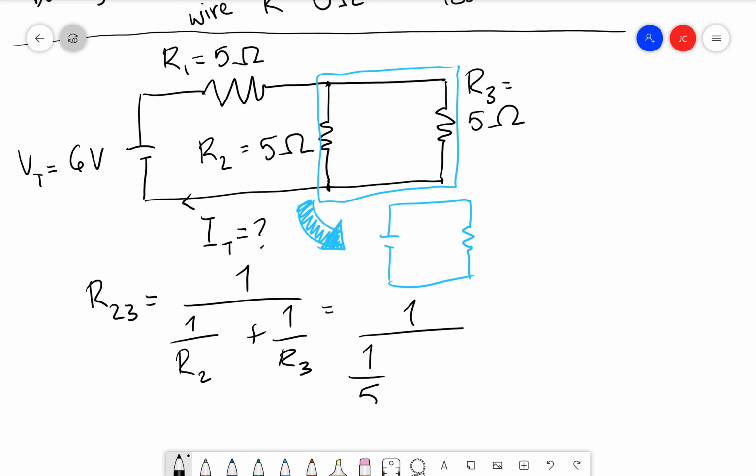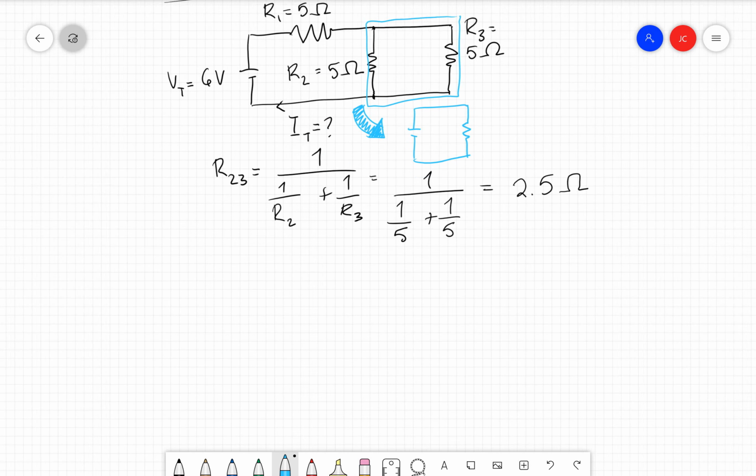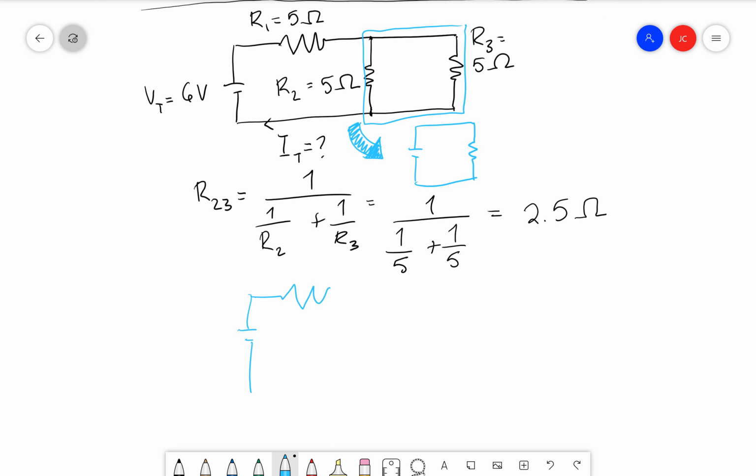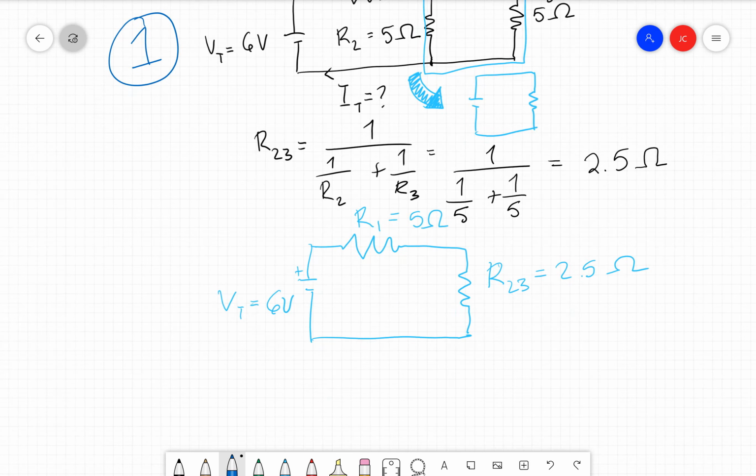So now I'm going to draw the intermediate step. Now you don't actually have to do this when you're solving, but I just want to show you what we've reduced the original circuit down to. We've simplified it one step. We now have a circuit which looks like this. This circuit still has the total voltage, which is 6 volts. It still has an R1, which is 5 ohms, and now it has replaced these two resistors with one resistor, R23, which is 2.5 ohms. And this is our next step. So here, I'm going to label this. This was step 1. This is step 2.